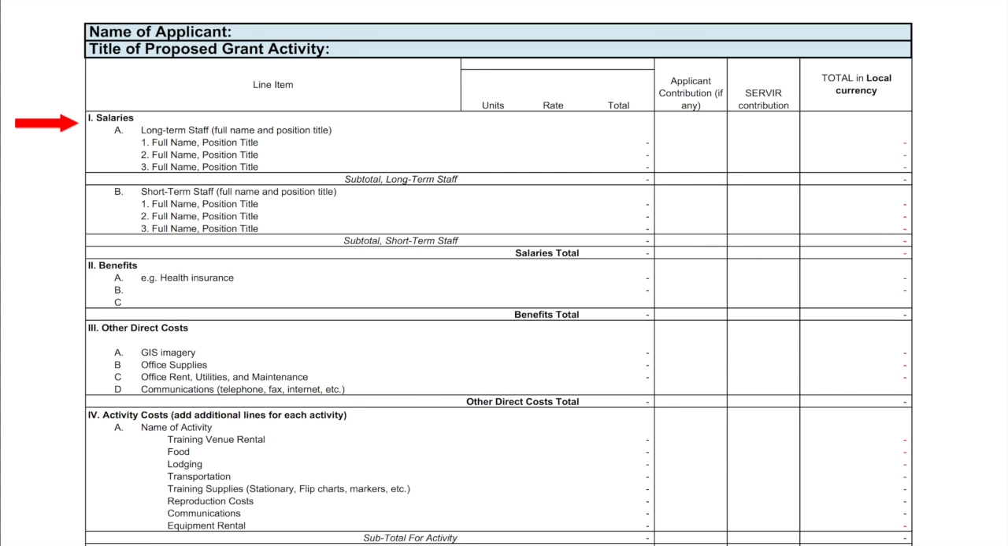The second section is salaries. Here, please include the name and position title of all long-term and short-term staff who will work on the proposed activity. Under units, please include how many months they'll be working on the activity, and under rate, please include their monthly rate. For short-term staff, please use the number of days they'll be working on the activity and use their daily rate.